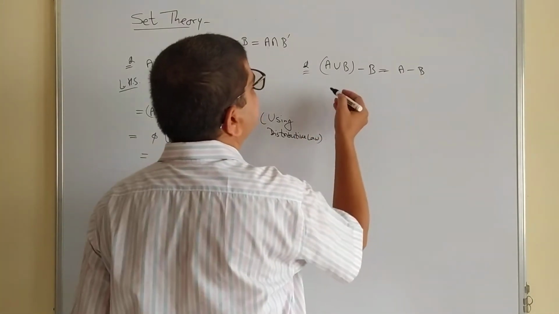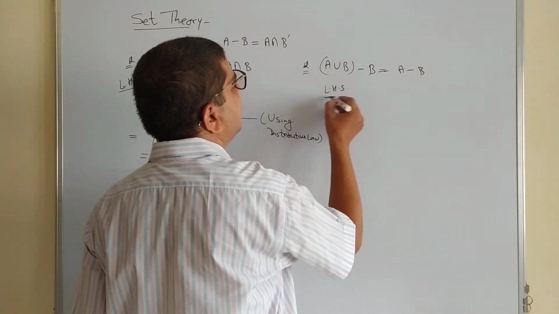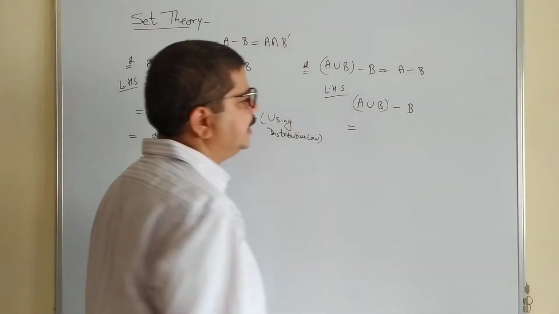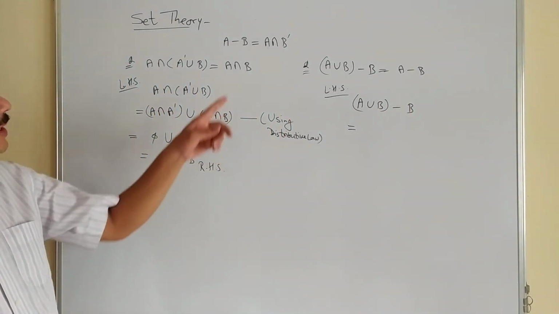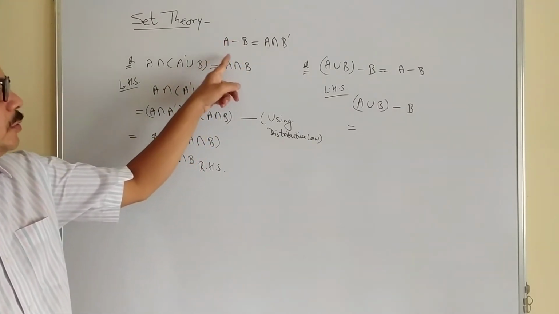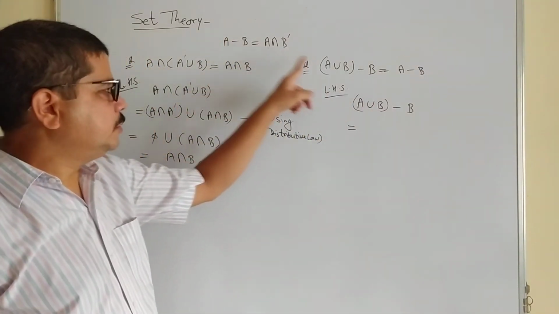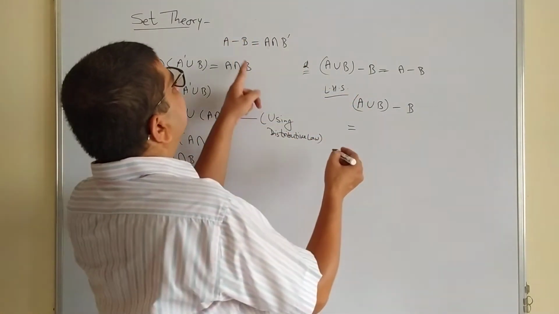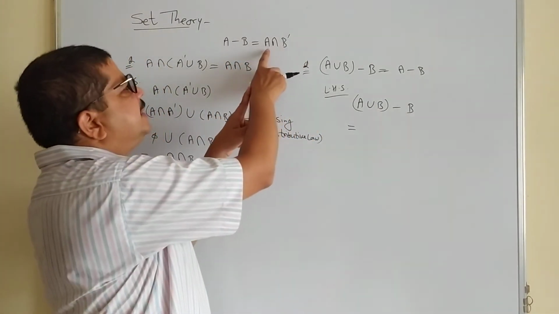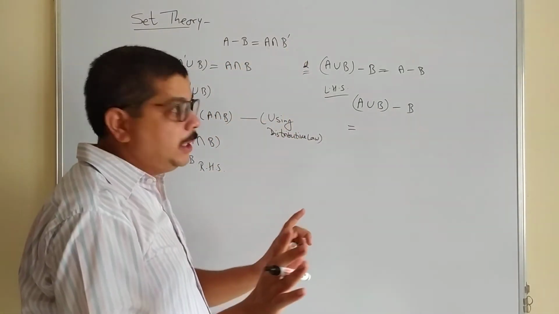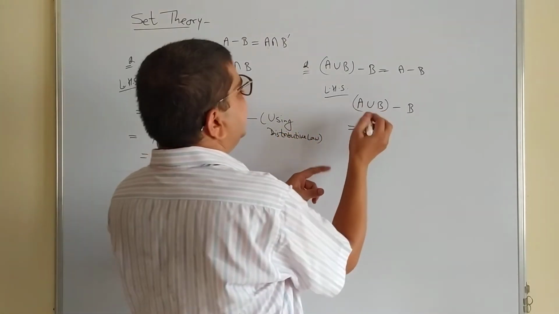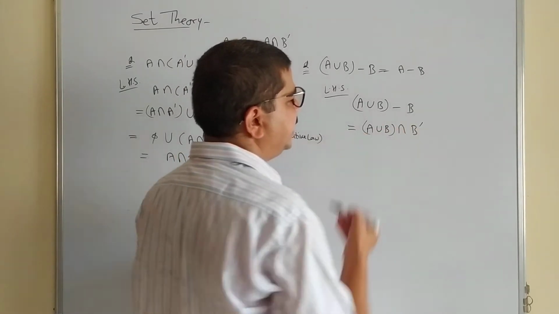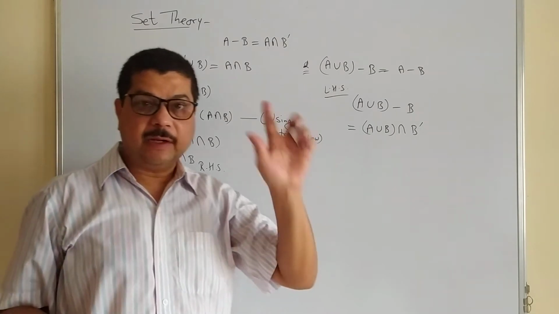Now similarly in this, taking left hand side, it is A union B minus B. Using the identity A minus B, what is in place of A? It is A union B, and in place of B, B as it is. So A minus B is A intersection complement of B. तो उसी हिसाब से हम यहाँ लिख देंगे, A is A union B और intersection B complement.